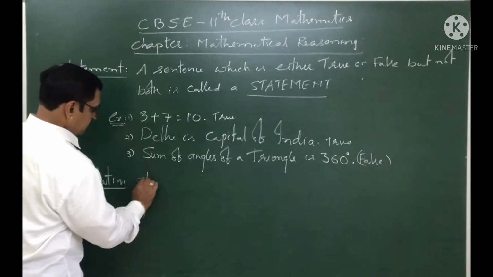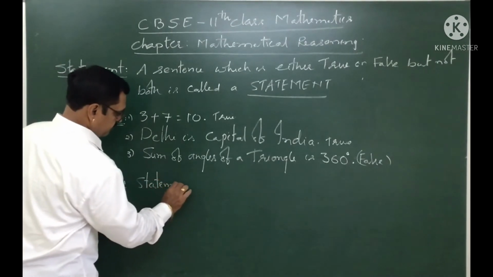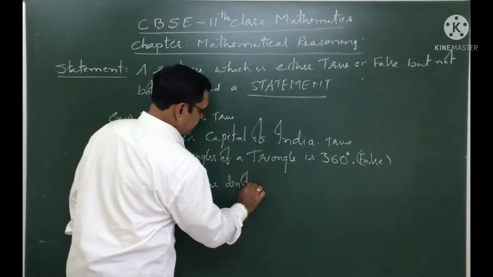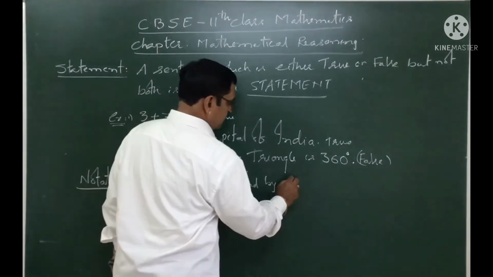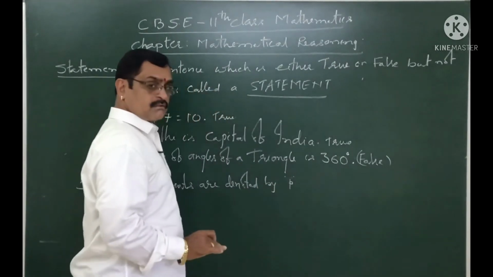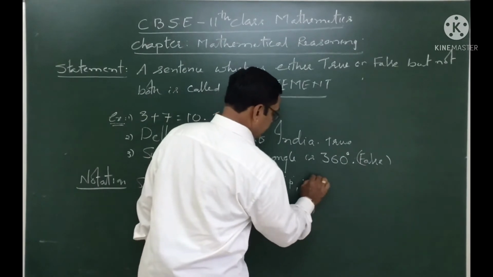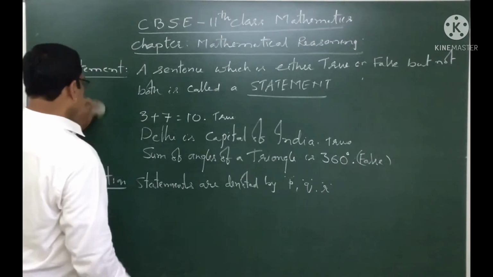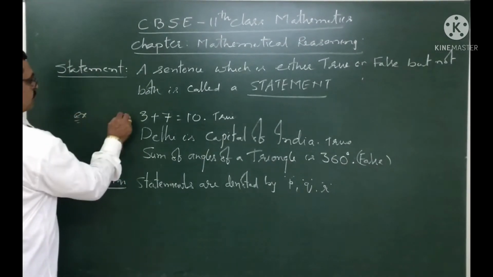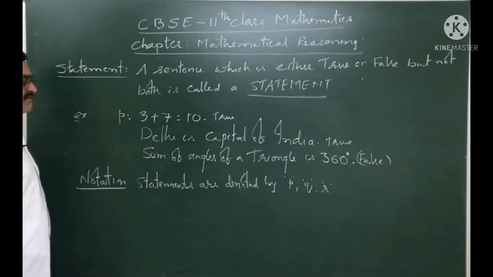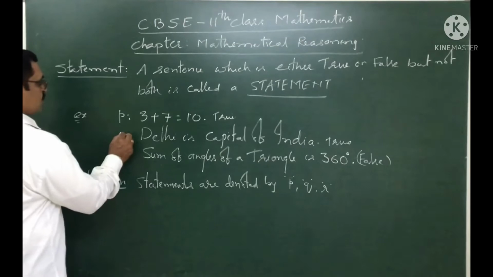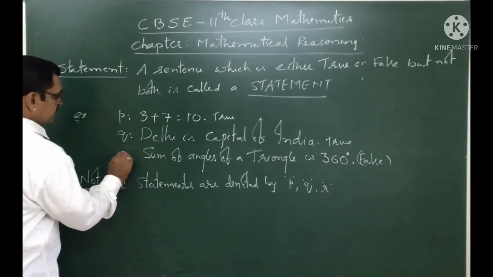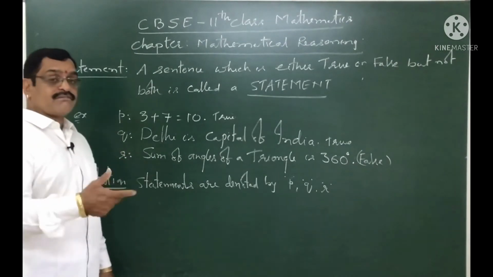Statements are denoted by small or first alphabets P, Q, and so on. So statement 1, P colon 3 plus 7 is equal to 10. And Q is a statement: Delhi is the capital of India. And this is R colon. So it is a way of expressing the statement.